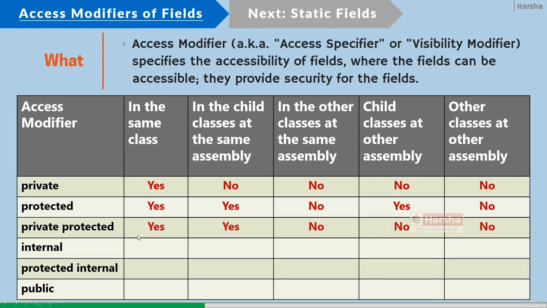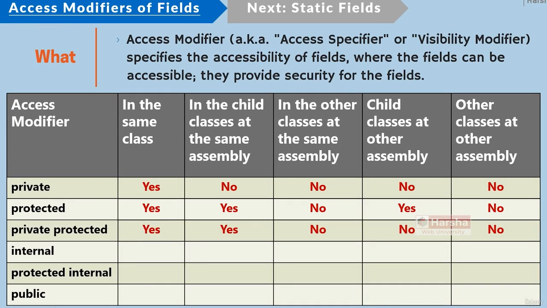Now coming to private protected, it is a newly introduced C# access modifier. The private protected is a combination of private and protected. So as a private, it is accessible within the same class only, and also as a protected, it is accessible in the child class of the same assembly. But a private protected field is not accessible in other classes of the same assembly or entirely in the other assembly. So the private protected is accessible only in these two cases.